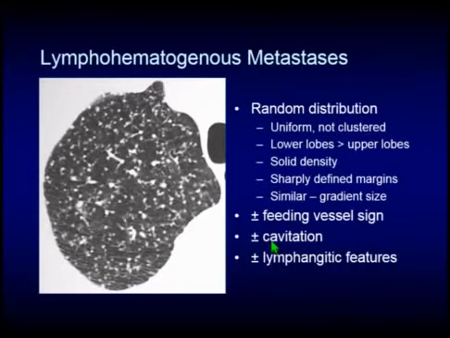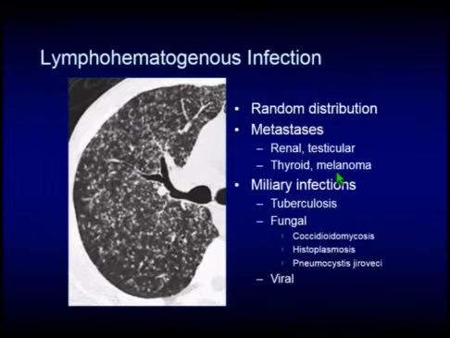There may be a feeding vessel sign owing to the fact that they're vascular borne. They may cavitate, and they may involve lymphatics as they take up residence in that area. So when you're dealing with metastases, we're dealing with renal, testicular, thyroid, and melanoma. With miliary infections, we're talking about tuberculosis, but other fungal infections like cocci, histo, and even pneumocystis, and occasionally viral infections. Again, the lymphatic surfaces are certainly involved, but you see a lot of other nodules that seem to just be floating within the lung parenchyma itself.